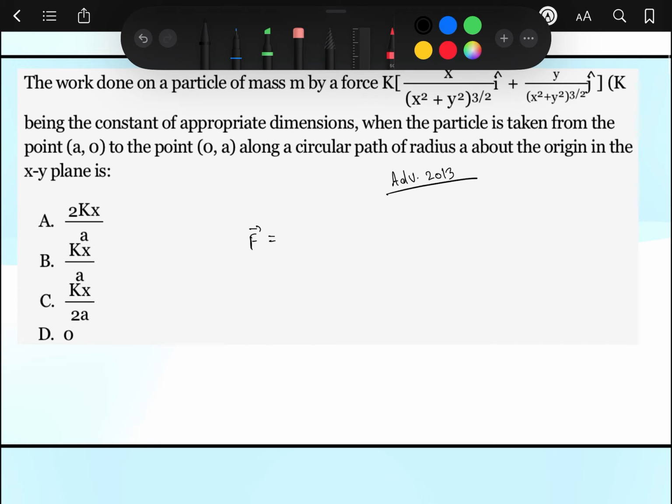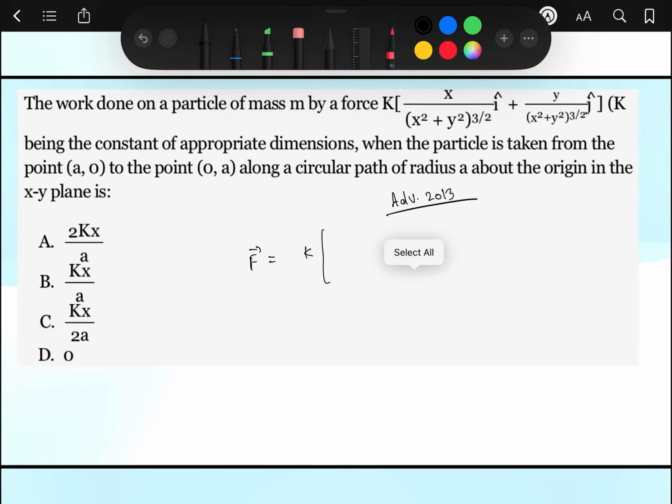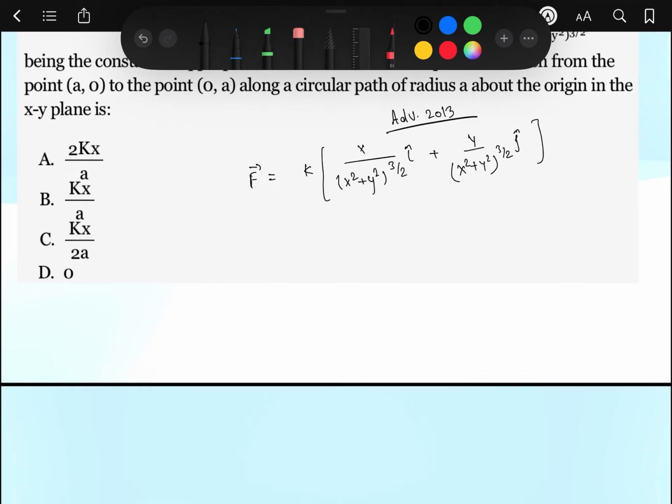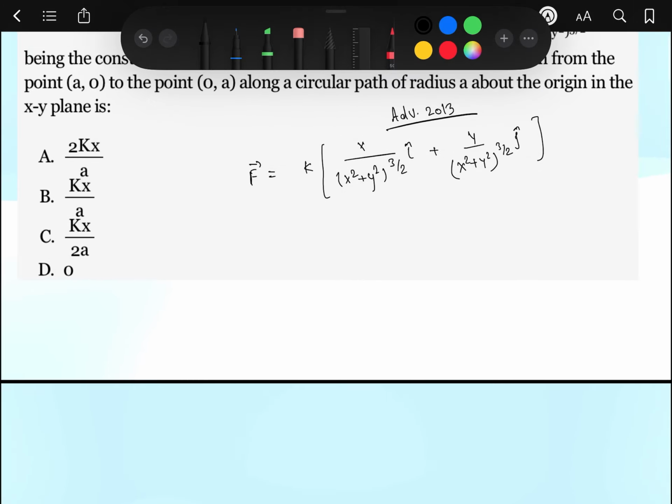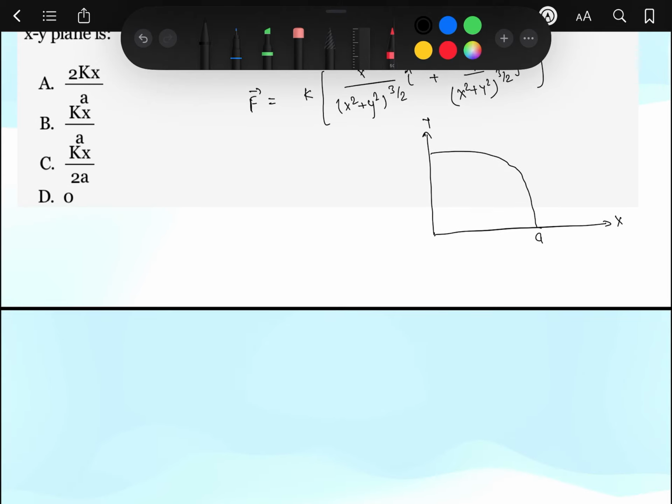So here the expression of this force F vector is equal to k into x divided by (x square plus y square) to the power 3 by 2 i cap, plus y divided by (x square plus y square) to the power 3 by 2 into j cap direction. So this is the value of the force. Here we are taking a particle in the xy plane, this is our x, this is our y, and this is a circular path, let us suppose. This point is (a, 0), this point is (0, a), and this is our origin.